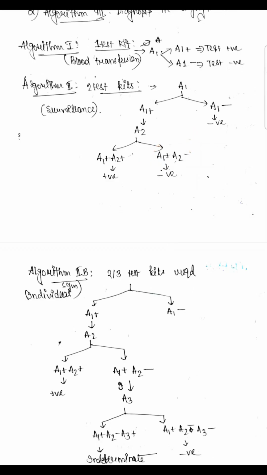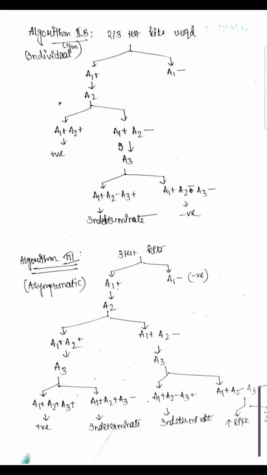Okay. So let us repeat it once more. First we perform the test A1. A1 negative, the test is negative. Done. If A1 is positive, then we go for A2. If A2 is also positive along with A1, the test is positive. The patient is HIV positive. And if A1 is positive but A2 is negative, then the test is entirely negative. Okay. That was about the algorithm 2A.